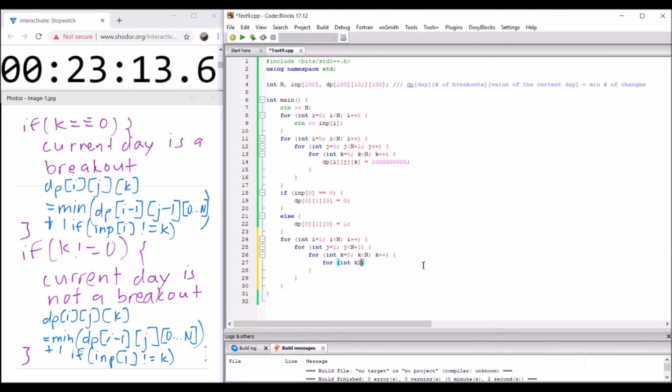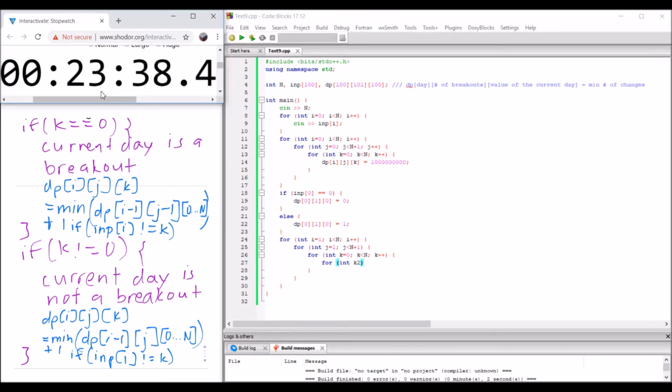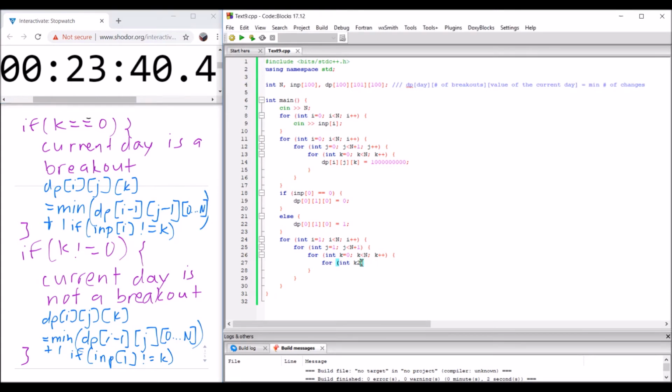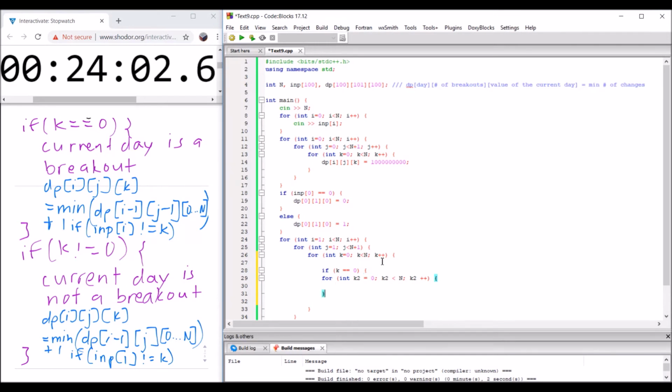So for int k2, because this is the second value that's going in the k position, k2 starts at 0 and goes up to n minus 1, which means less than n, the equivalent of less than or equal to n minus 1. Just going to add some space to make this a bit more readable. Oh, okay, so it's different if k equals 0 and if k is not equal to 0. So let's put this for k equals 0 first.